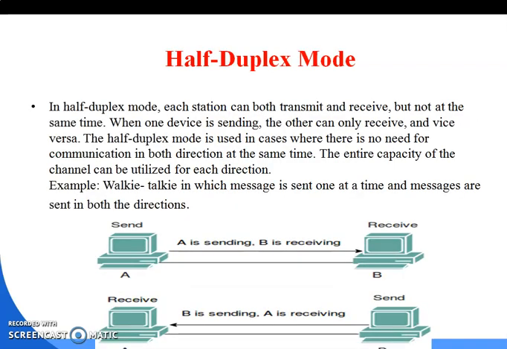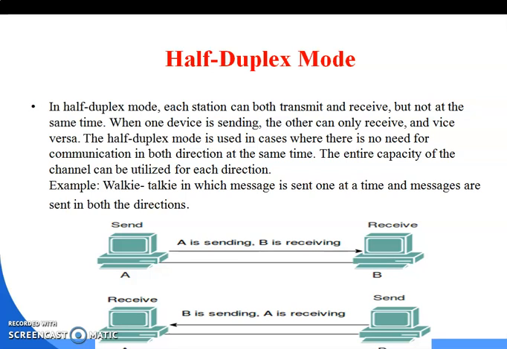Next is half duplex communication. In half duplex mode, each station can both transmit and receive, but not at the same time. When one device is sending, the other can only receive, and vice versa. The half duplex mode is used in cases where there is no need for communication in both directions at the same time. The entire capacity of the channel can be utilized for each direction.